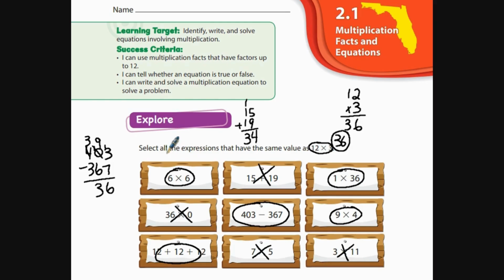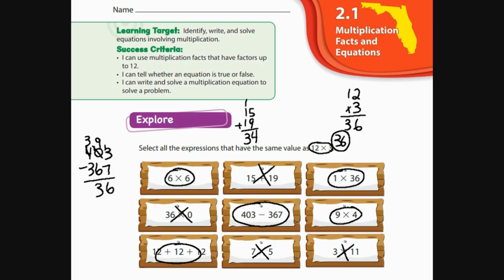So therefore, if I look at all these possible expressions and figure out which expression is equal to 12 times 3, I'm going to be able to tell that 6 times 6 is 36, 403 minus 367 is 36, 1 times 36 is 36, 9 times 4 is 36, and 12 plus 12 plus 12, in other words, 12 times 3, is also 36. So there you have it, and that's one easy way to figure out which expressions are equal to 36.